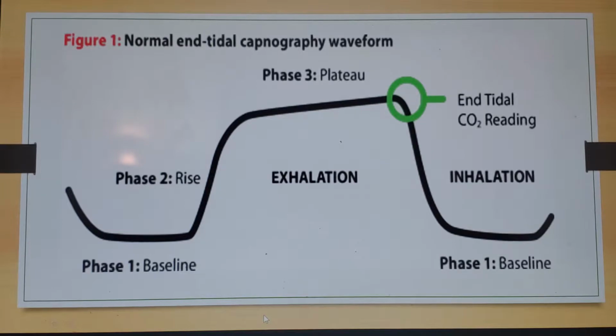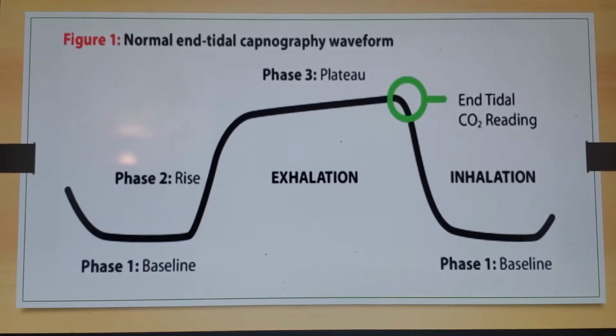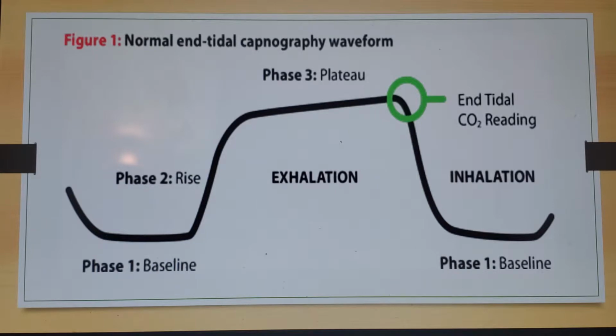So this is a normal waveform, and you get a rise, and then it plateaus off. And think about it, when you're breathing out, it's fast at first, and then you reach a maximum speed, and then it plateaus off. And then when you take your next breath, it goes back down again. So the fast exhalation, the plateau, and then breathing in again. And that point at the end of that plateau phase is where you get your end-tidal number from.